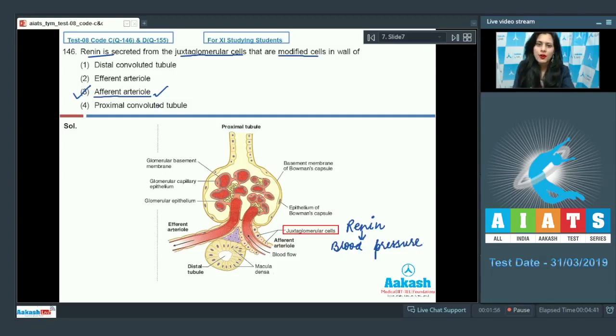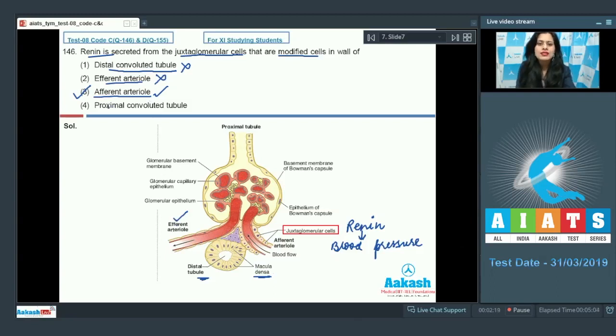Let's discuss the rest of the options. The very first option given is distal convoluted tubule, and this is an incorrect option. Distal convoluted tubule has specialized cells called macula densa and not juxtaglomerular cells. The next option is efferent arteriole, and this is an incorrect option. This is efferent arteriole and they lack juxtaglomerular cells.